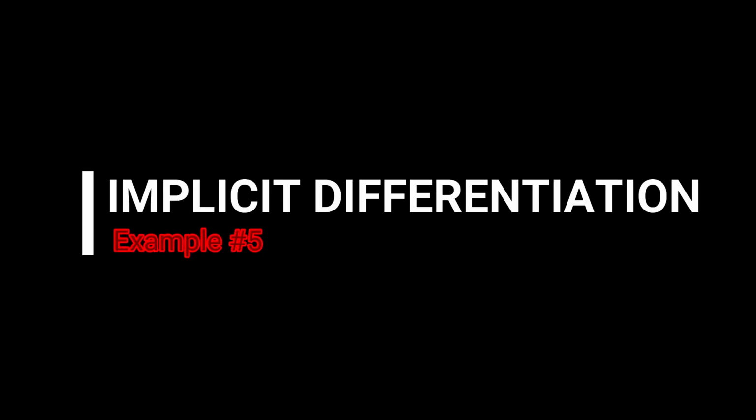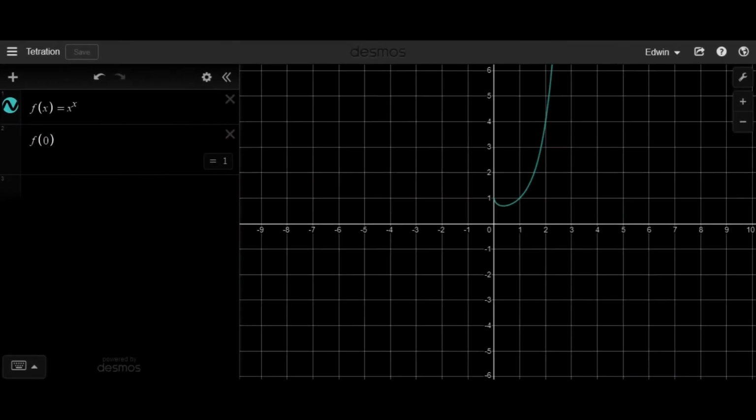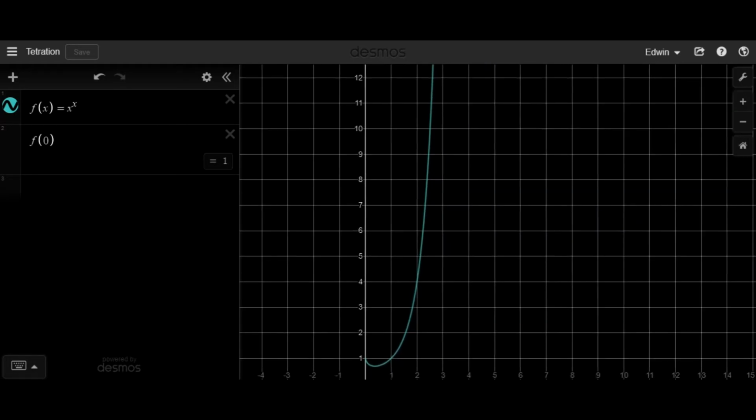Okay, in this example, we're going to differentiate y equals x to the power of x. And before we get involved with our derivative, let's have a look at this function in Desmos. So here's our function, f of x equals x to the power of x. And we can see, not surprisingly, it's taking off our graph paper pretty quickly. It doesn't take long for it to get into some big numbers.